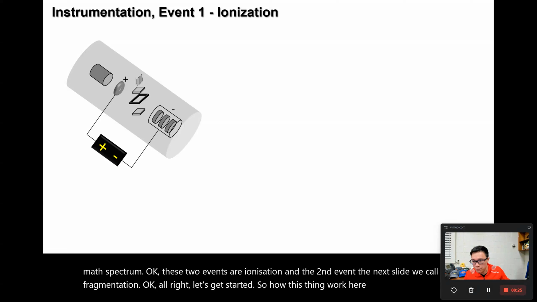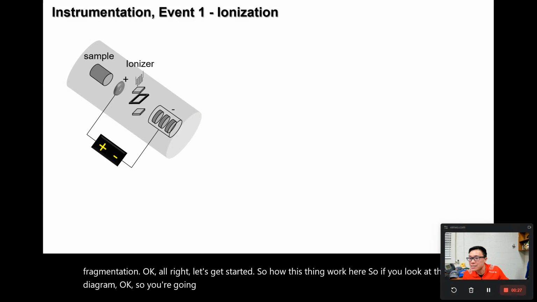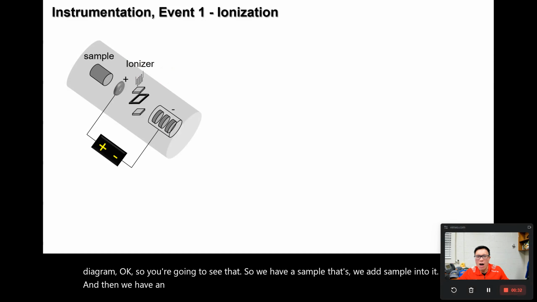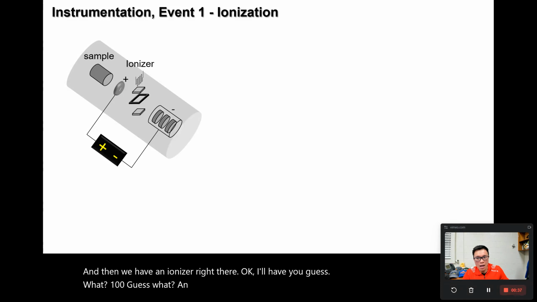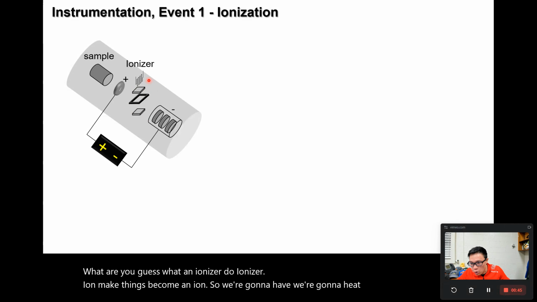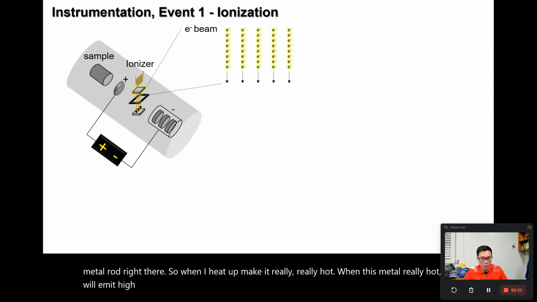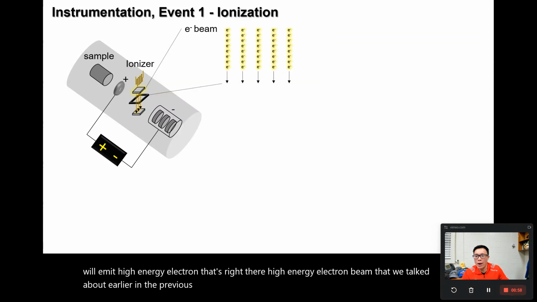If you look at this diagram, you're going to see that we have a sample that we add into it, and then we have an ionizer right there. I'll have you guess what an ionizer does. Ionizer, ion, right, it makes things become an ion. So we're going to heat up this metal. There's a metal rod right there, and when I heat it up, it becomes really hot. When this metal is really hot, it will emit high energy electrons. That's right there, the high energy electron beam that we talked about earlier in the previous video.